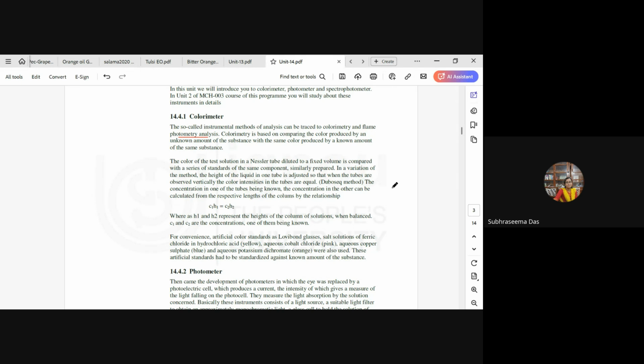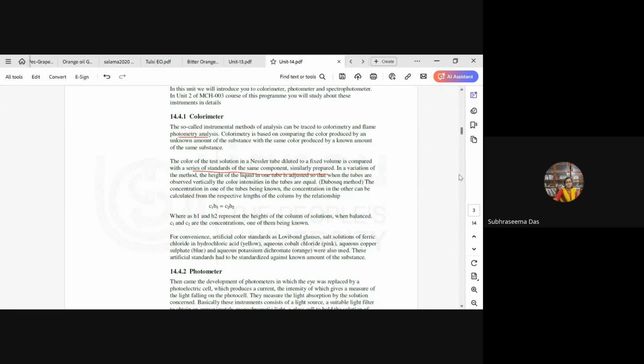So that is how colorimetry is done. The color of a test solution in a Nessler tube diluted to a fixed volume is compared to a series of standards of the same component prepared in a similar way. In a variation of this method, the height of the liquid in one tube is adjusted so that when the tubes are observed vertically, the color intensities in the tubes are equal.